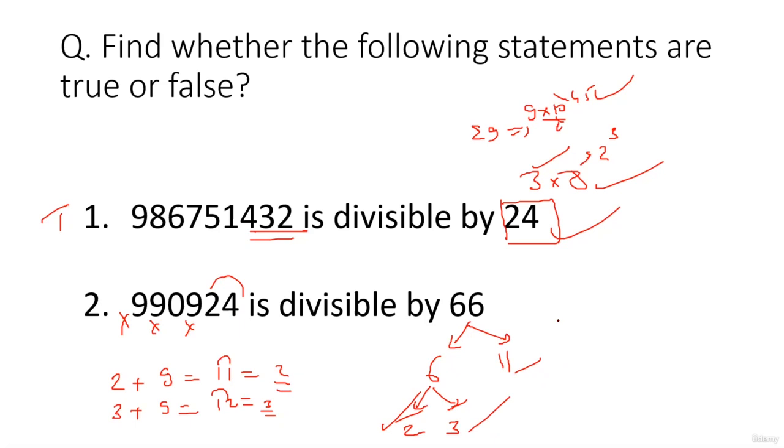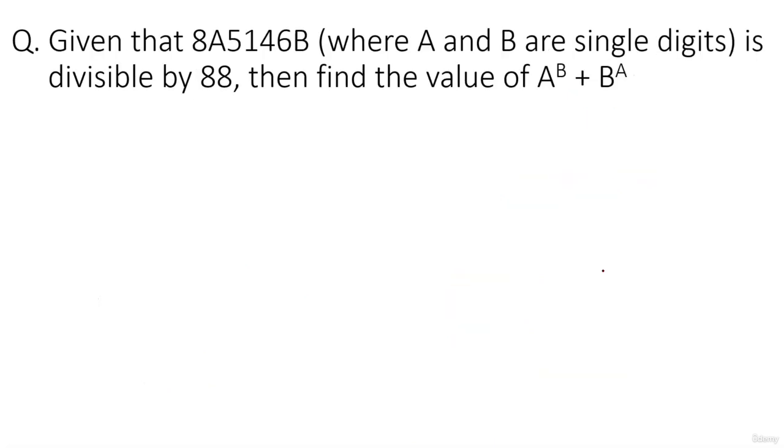Now checking divisibility by 11, starting with the last digit 4: 4 plus 9 plus 9 is 22. The remaining digits: 2 plus 0 plus 9 is 11. 22 minus 11 is 11. The difference is 11, which means the number is also divisible by 11. Now the number is divisible by 2, 3, and 11, which means it is also divisible by 66. So the statement is true. Let's go on to the next part.